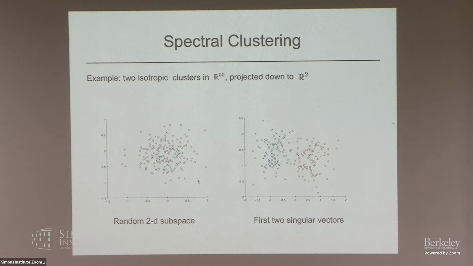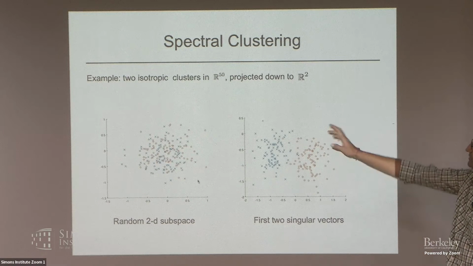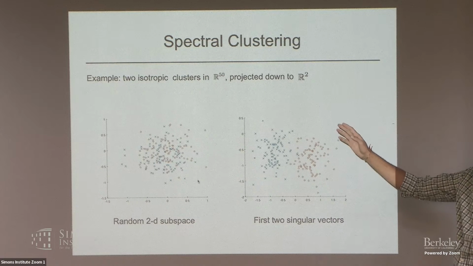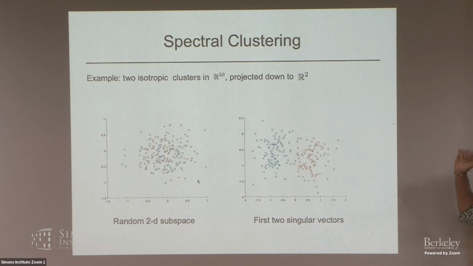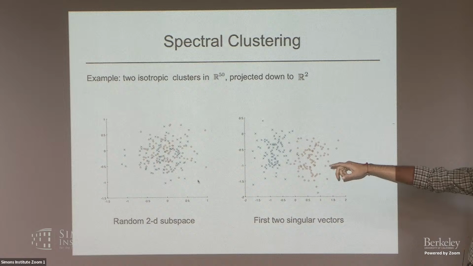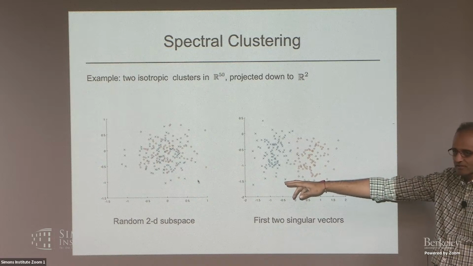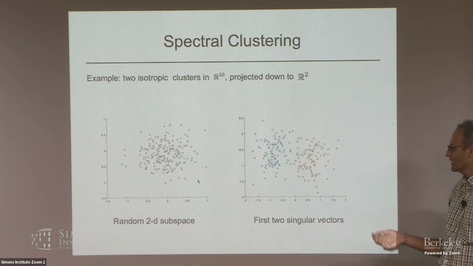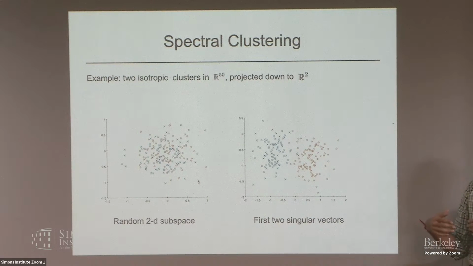This often works very well if you have isotropic clusters. This is an example where I started with 2 clusters in 50-dimensional space and projected down into 2-dimensional space. If I take a random 2-dimensional space, then the blue and red points are basically right on top of each other. There's no way to separate them. This is a really bad projection if you want to do anything downstream. While if you take the first 2 singular vectors and project onto that 2-dimensional space, they are pretty well separated. This is the same 50-dimensional Gaussian with 2 different projections. This is some very classical Kannan-Vempala style stuff. I'm just giving a brief recap.